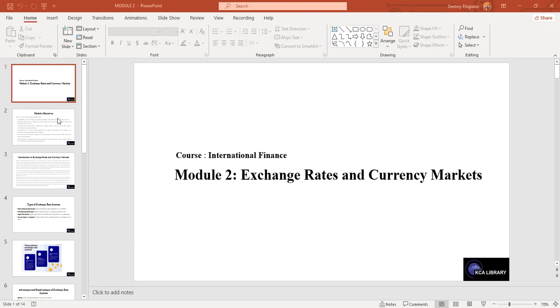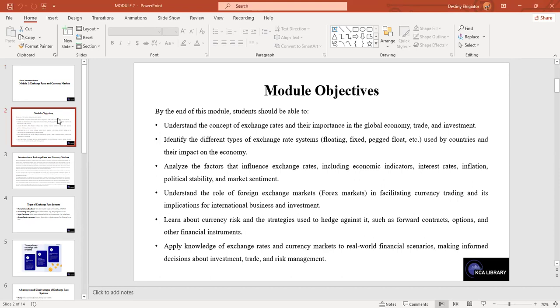By way of module objectives, by the end of this course, students should be able to understand the concepts of exchange rates and their importance in the global economy, trade, and investment. Be able to identify the different types of exchange rate systems in terms of floating, fixed, and pegged float, used by countries and their impact on the economy.